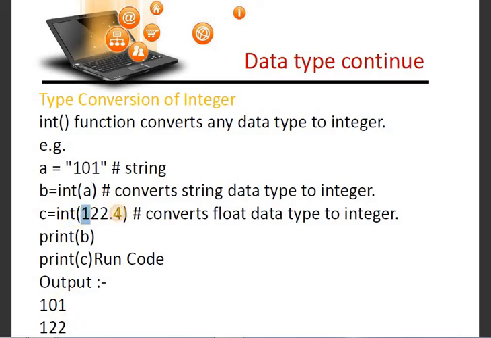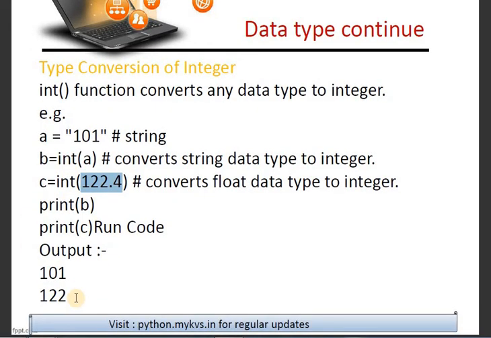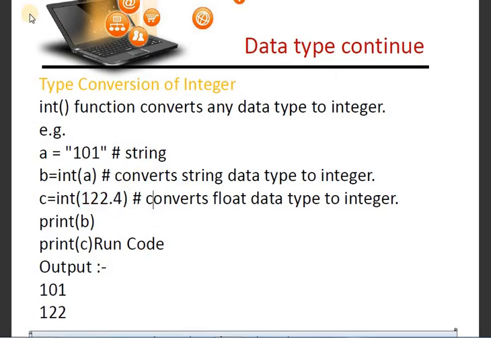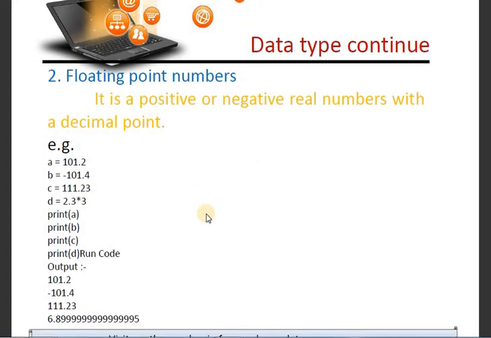Now here this is the floating point number, and if I write print c, then it will give me only 122. Fine. It means the decimal part is discarded. Now next, this is floating point numbers. Floating point numbers are real numbers with decimal points. Fine. So you can easily run the code, all these things.